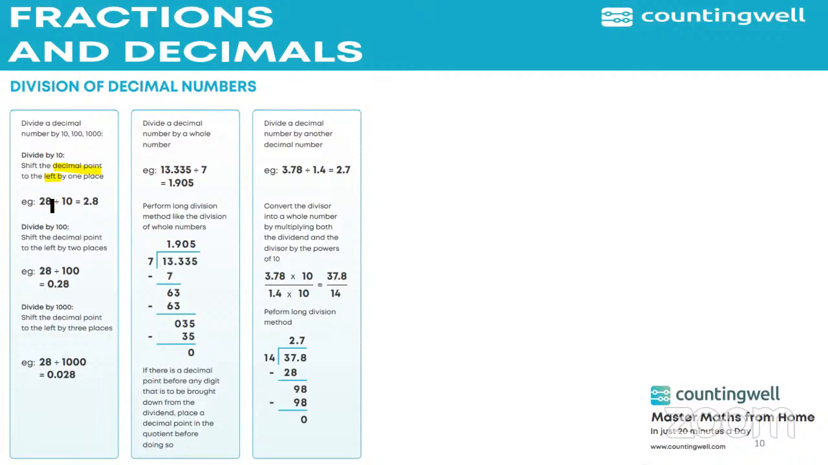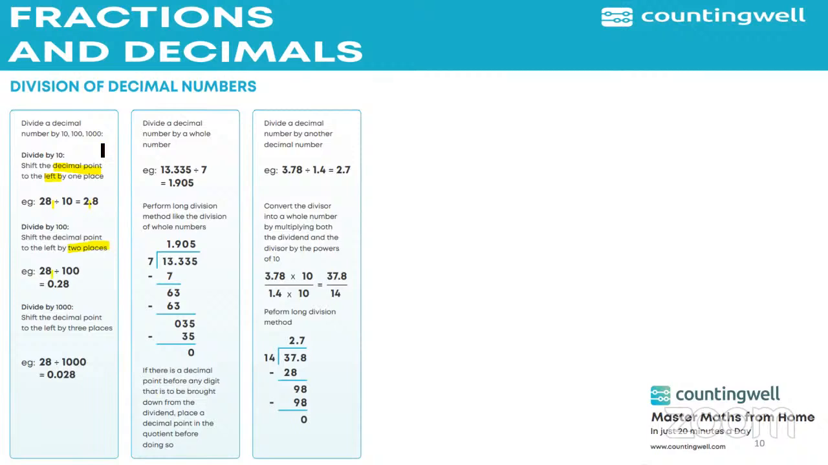Assume that the decimal point is to the right side of 8. So we are shifting to the left by one place. So we have 2.8. Dividing by 100, shifting the decimal by two places. First, you have to assume that the decimal point is after 28. Dividing by 100, we have 0.28.